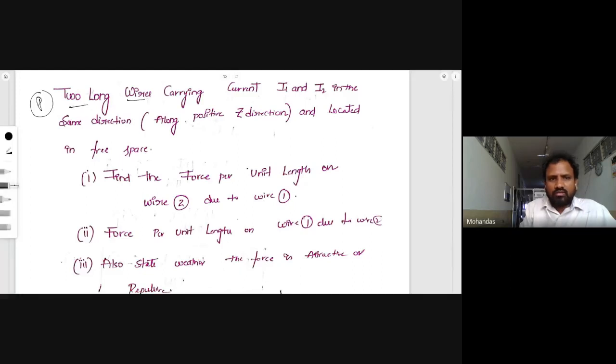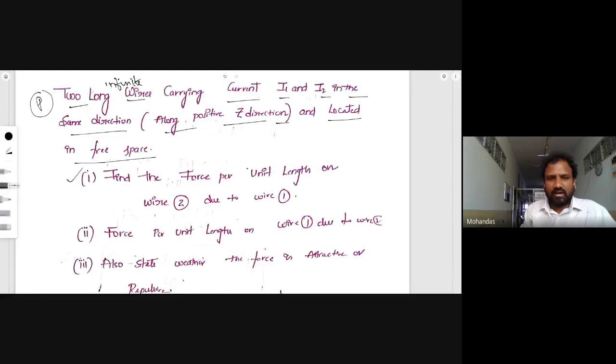Two long, almost infinite wires carrying currents I1 and I2 in the same direction. The direction is along the positive z axis, and they are located in free space.